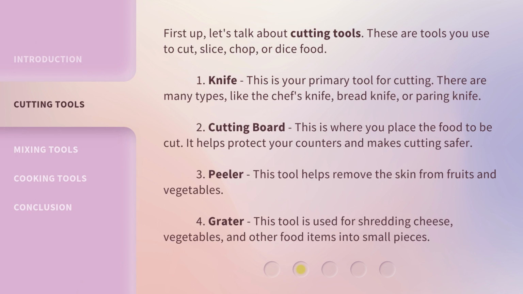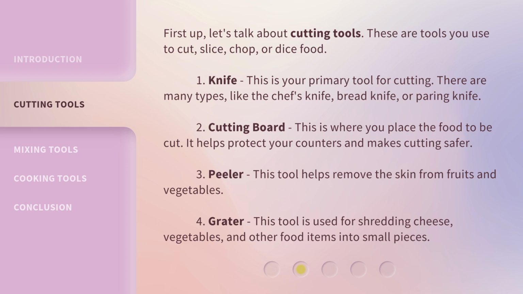First up, let's talk about cutting tools. These are tools you use to cut, slice, chop, or dice food. 1. Knife. This is your primary tool for cutting. There are many types, like the chef's knife, bread knife, or paring knife.